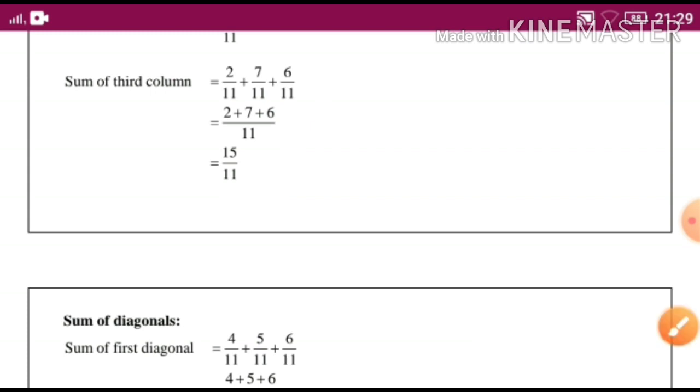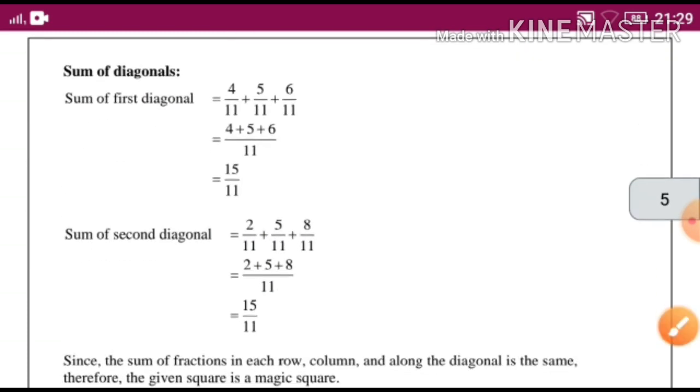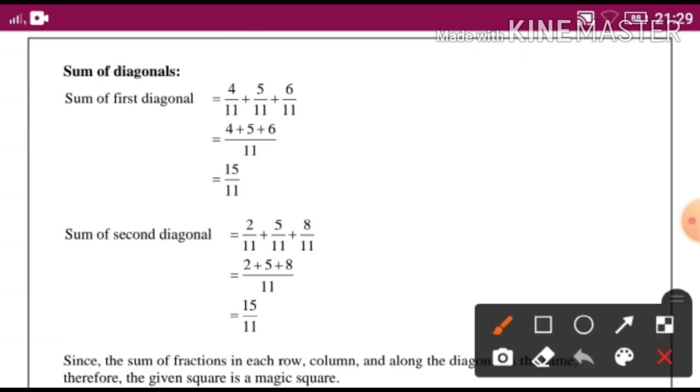Now we have to find the sum in the diagonal way. There are only two diagonals, you all must be knowing. The sum of the first diagonal is 4 by 11 plus 5 by 11 plus 6 by 11. By adding this, we get 15 by 11. Now the sum of the second diagonal, this is the last one: 2 by 11 plus 5 by 11 plus 8 by 11. By adding all of these, we get 15 by 11.